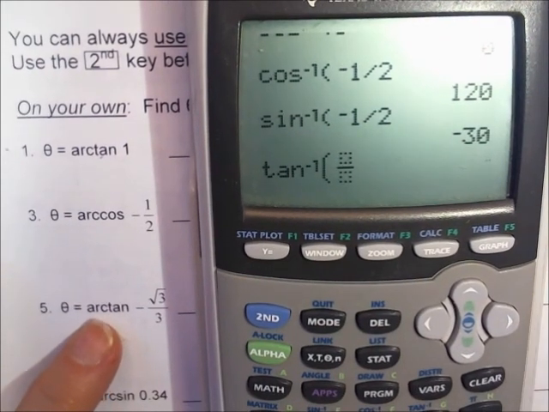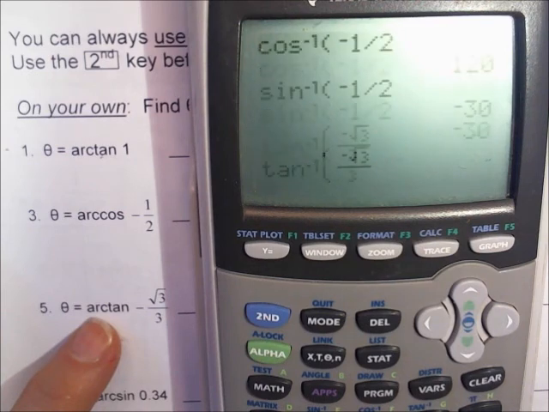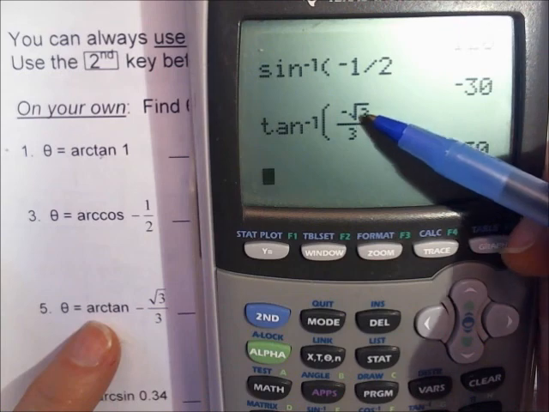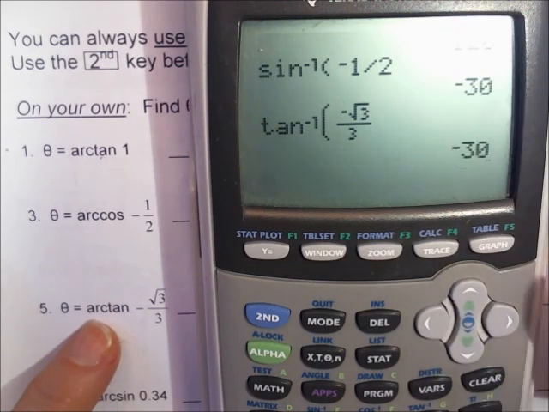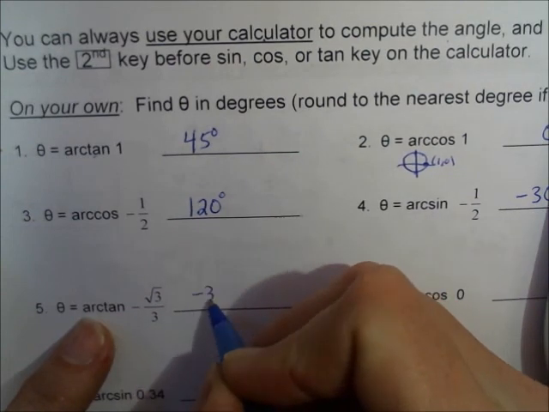The arctan of negative square root of 3 all over 3 is negative 30 degrees. If you don't have the fraction button, you have to make sure you close up your parentheses after the square root of 3 up top. So that's negative 30 degrees.